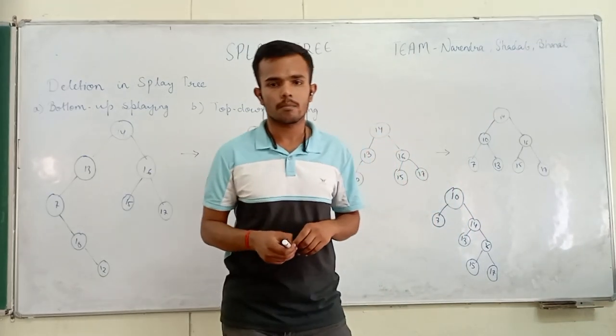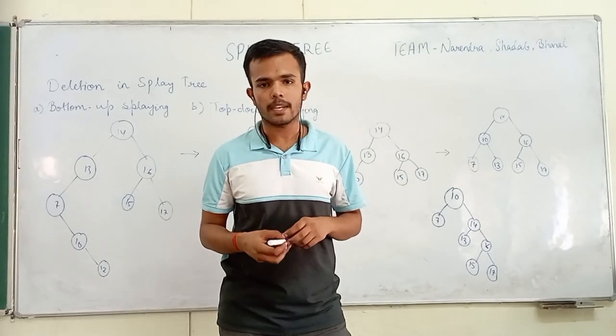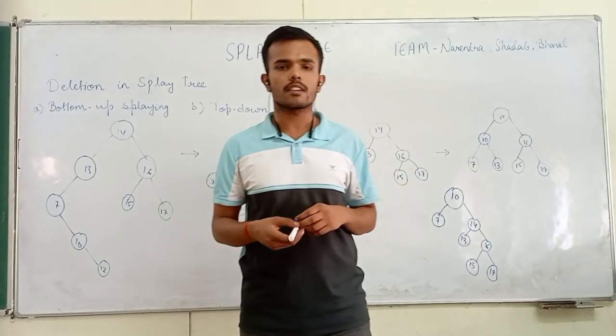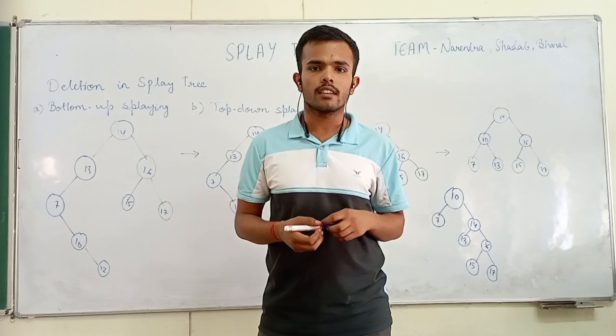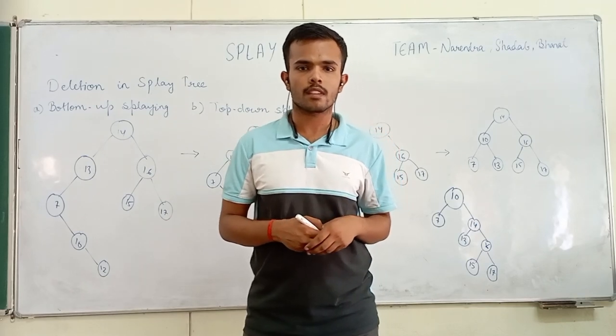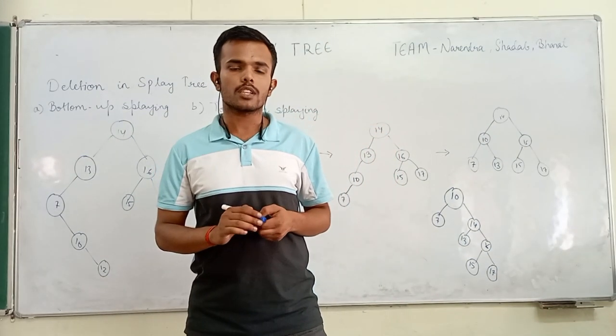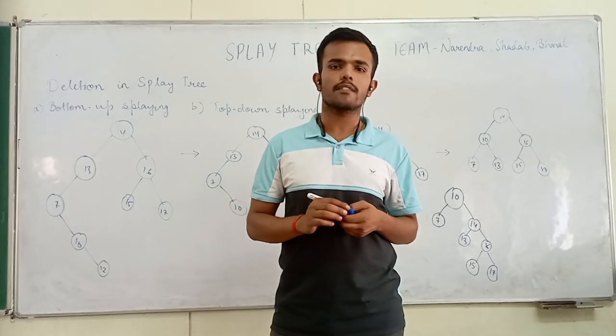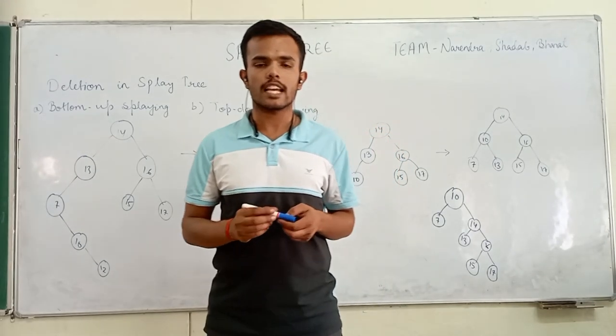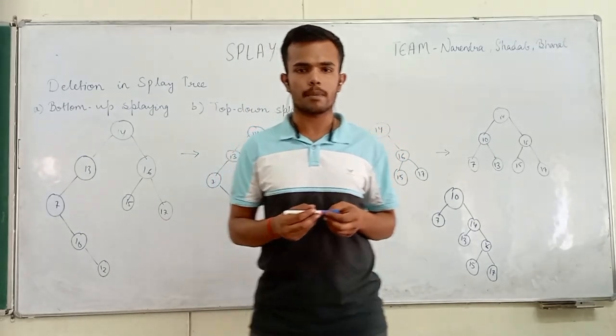So what is bottom-up splaying? In bottom-up splaying, we first perform the normal deletion, which is done in a binary tree, and then we perform splaying. And in top-down splaying, we first perform the splaying action and then we delete the node. So let's explain bottom-up splaying through an example.